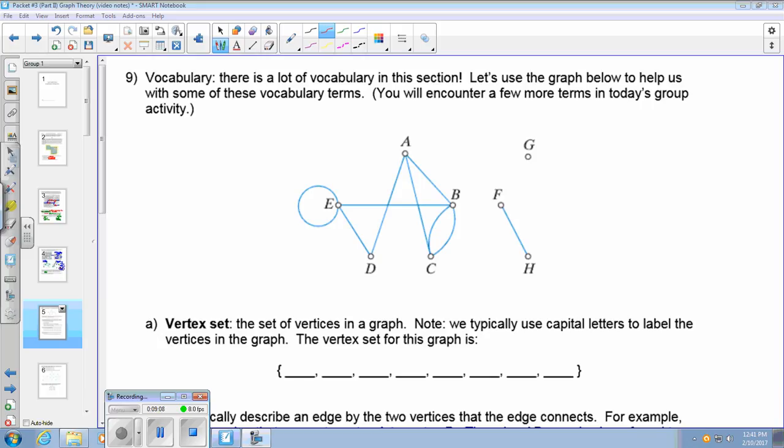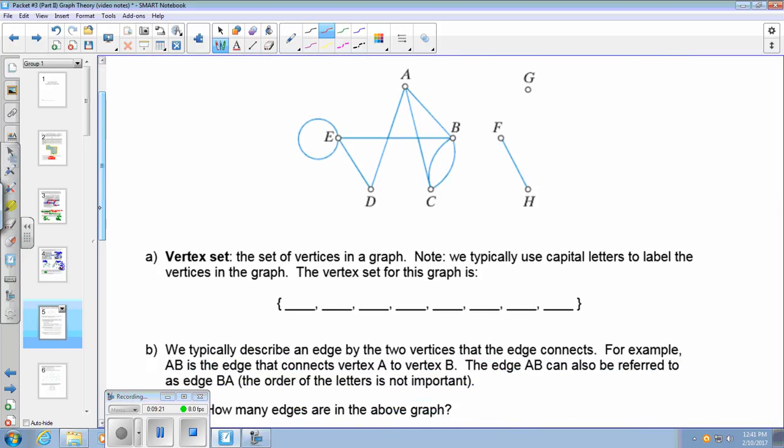Okay, number 9, vocabulary. There's a lot of vocabulary in this section, so we're going to use the graph below to help us with some of these vocabulary terms. And you will encounter a few more terms in today's group activity. Right, so this is not the Königsberg Bridge problem. It's just a new graph.